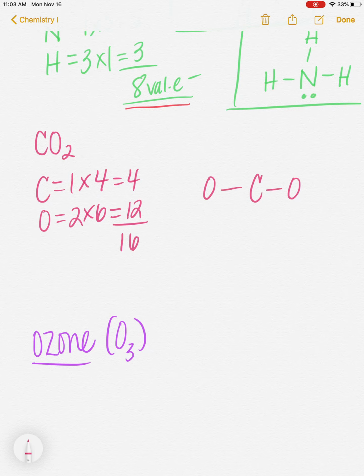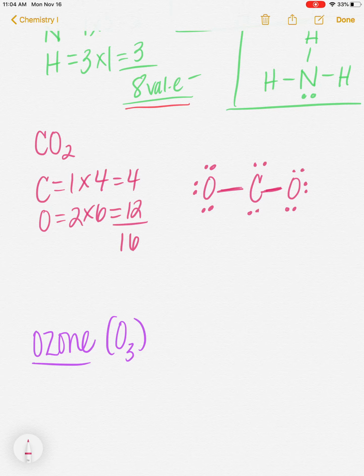Then I'm going to draw my single dashes here. Then I have to fill out my octets. So this oxygen needs 6 dots around it in order to have a full octet. This oxygen right now has 2 electrons from the dash, so I would need to give it 6 dots. Then if we take a look at carbon, right now it has 2 electrons here, 2 more there, so that's 4, 5, 6, 7, 8.